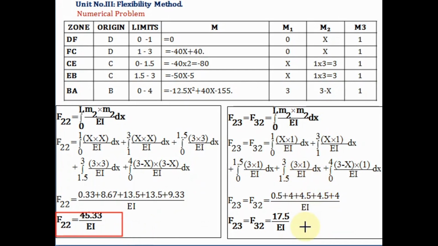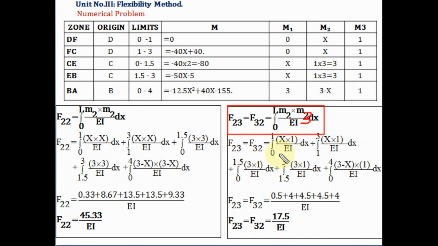After calculating F22, we'll calculate F23. So the formula for F23 equal to F32 is integration 0 to L M2 into M3 upon EI into dx. Now here the M2 row should be 3, so instead of 2, here there should be 3, because it should be M2 into M3 upon EI. So here the M2 column will be multiplied by M3.